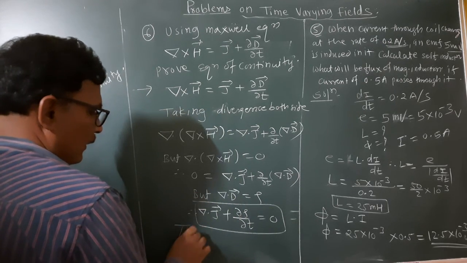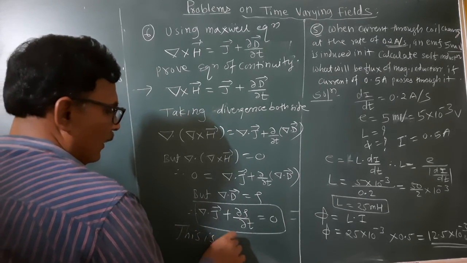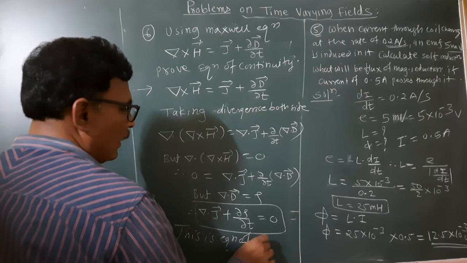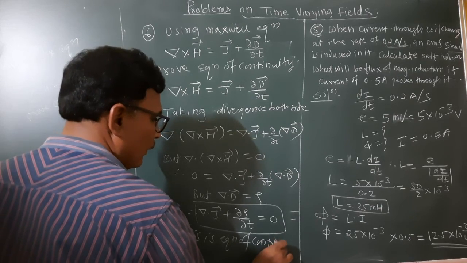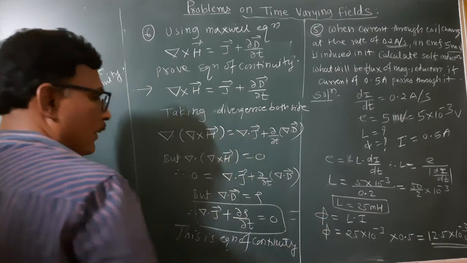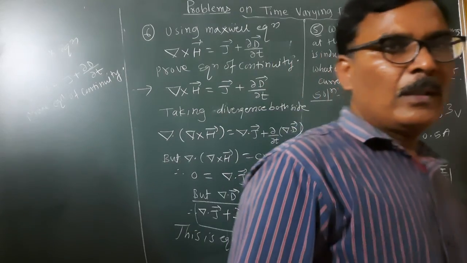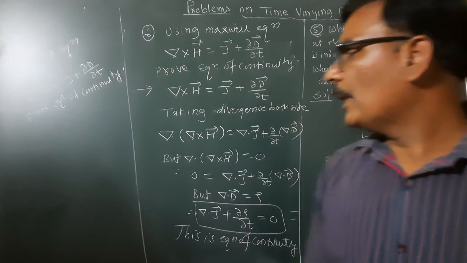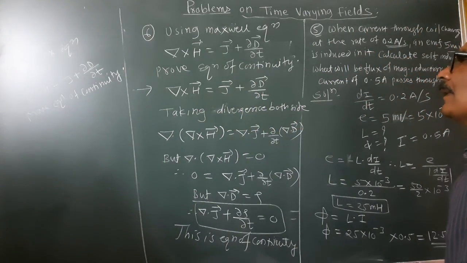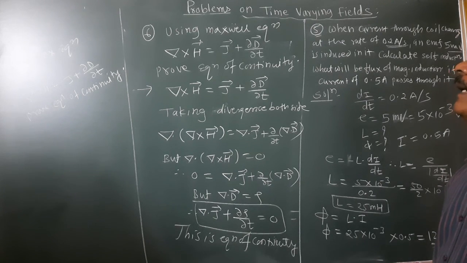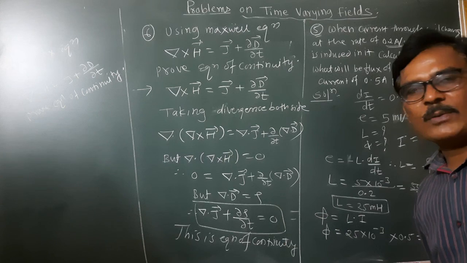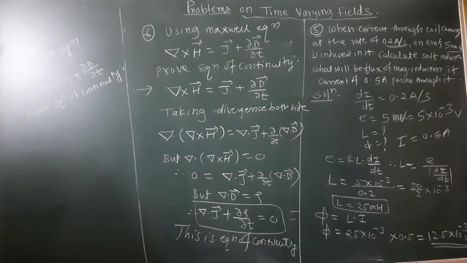This is the equation of continuity. In this way, we have to prove the equation of continuity. Like that, some problems are given on Maxwell's equations also. One equation is given and another equation can be proved by using that. One more problem is to derive the equation of continuity from the last Maxwell's equation.